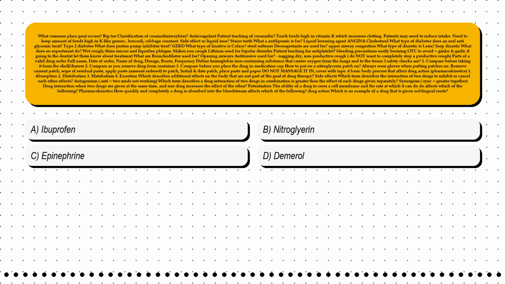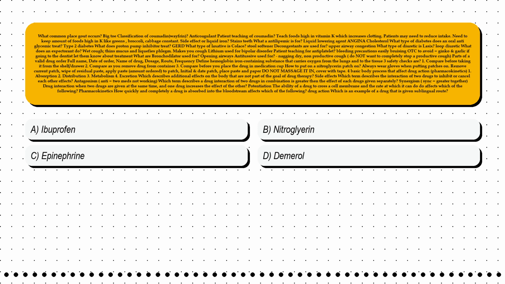Which term describes a drug interaction where the effect of two drugs in combination is greater than the effect of each drug given separately? Synergism. Syn equals greater together. Which term describes a drug interaction when two drugs are given at the same time and one drug increases the effect of the other? Potentiation. Which of the following describes the ability of a drug to cross a cell membrane and the rate at which it can do so? Pharmacokinetics: how quickly and completely a drug is absorbed into the bloodstream.